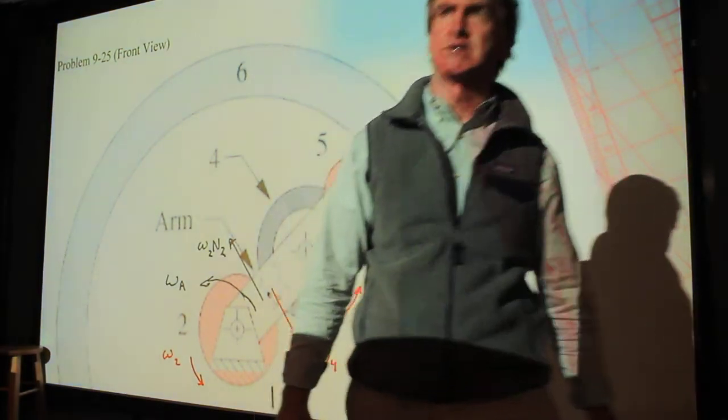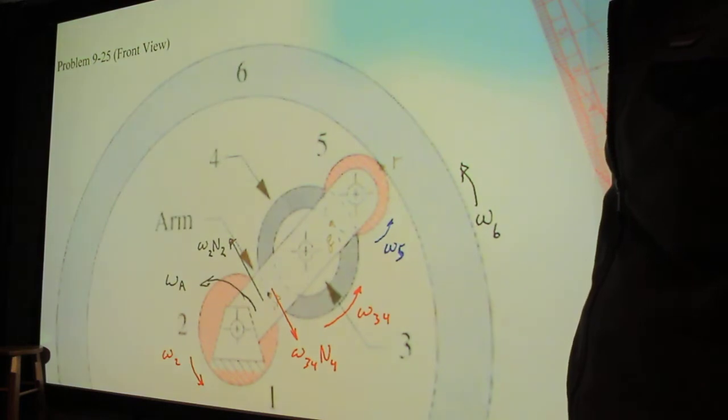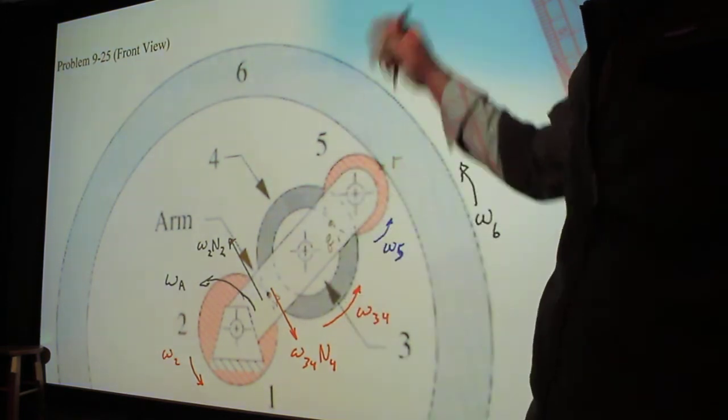Does that answer the question? What about the linear velocity vector for Q? I'm going to do those. All right, so I'm going to do each of the pitch points.